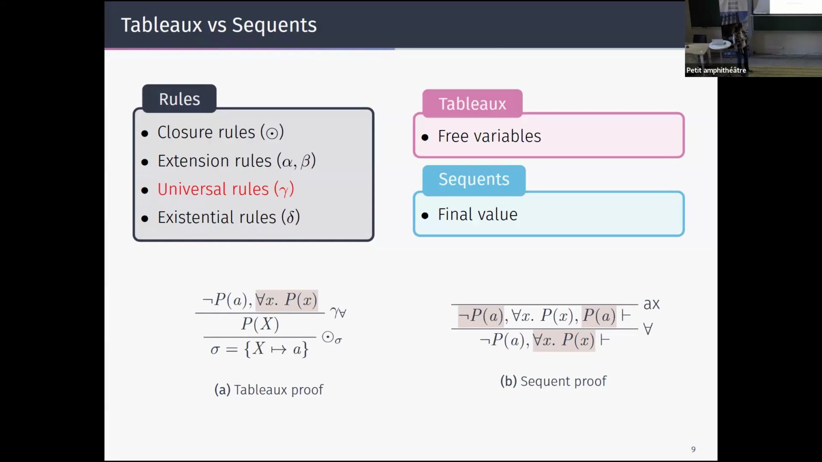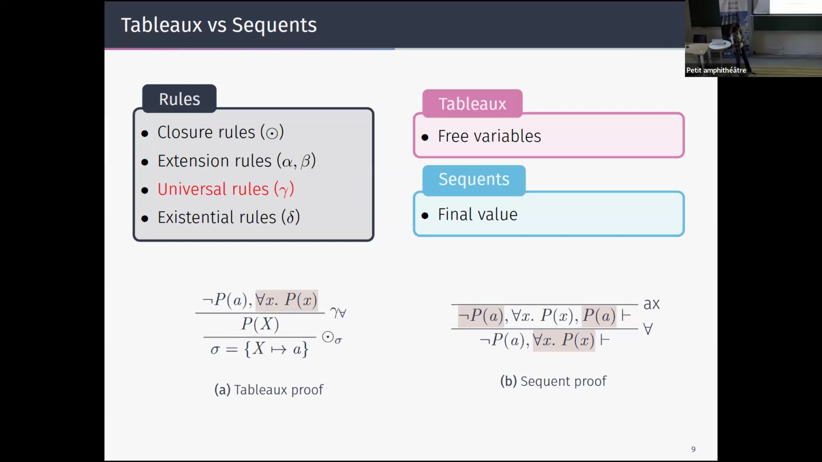For this one, in Tableau, what you do is that you use free variables. So here we have a Tableau, and when you have for all x, P of x, universal rules are for all and not exists. So when you have for all x, P of x, you generate here a free variable big X, which is used as a placeholder waiting for an instantiation. And when you find an instantiation, you replace it in the proof tree and you have a proof. In sequence, since the main goal is to represent a proof, what we want is the final value of the variable already. So when I have a for all x, P of x, I generate P of a. No placeholder.